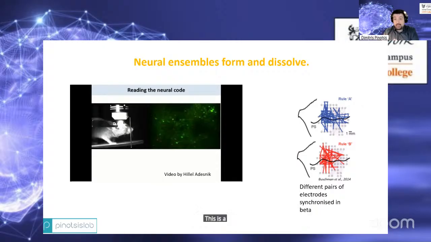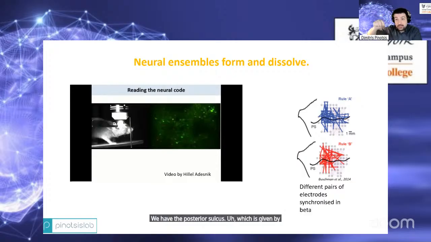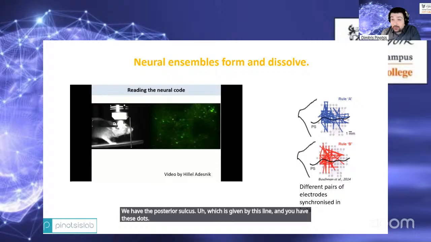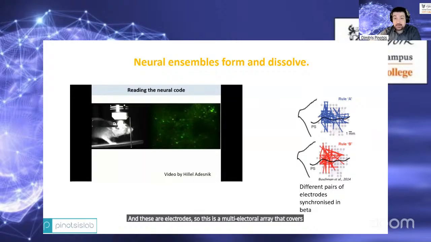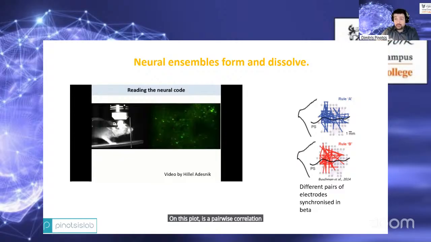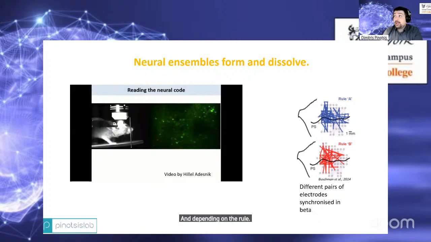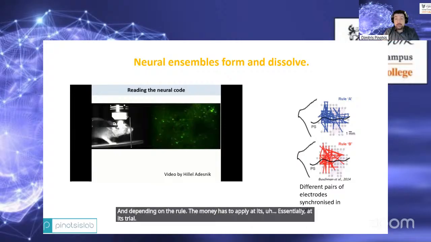On the right-hand side, you see data from an electrophysiology study. This is a study where the monkey had to apply a certain rule, and this is the monkey brain near the posterior sulcus, which is given by this line, and you have these dots, and these are electrodes. So this is a multi-electrode array that covers a large part of the monkey brain, and for different rules that the monkey has to implement for the task, you see different pairwise correlations. Each line on this plot is a pairwise correlation between two electrodes on the monkey brain, and depending on the rule the monkey has to apply in its trial, the pattern of these pairwise correlations stays the same.